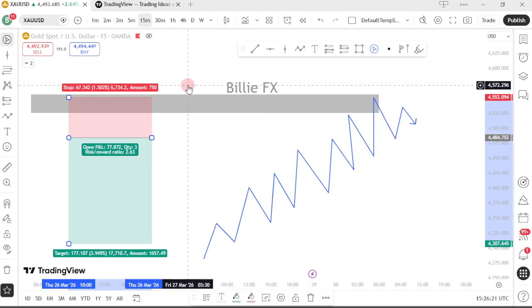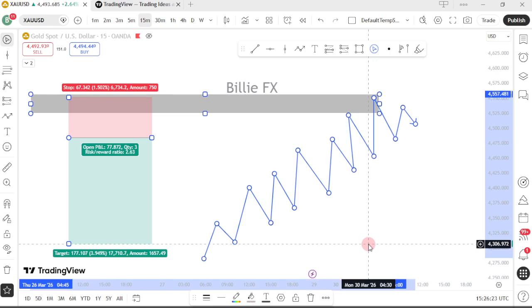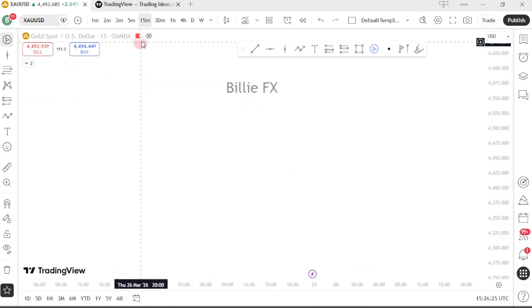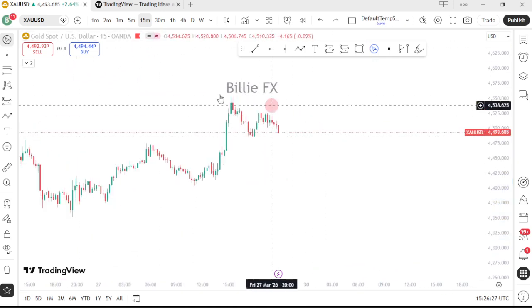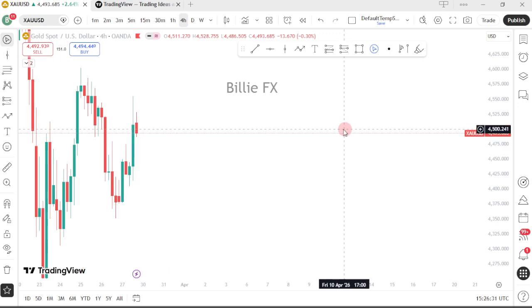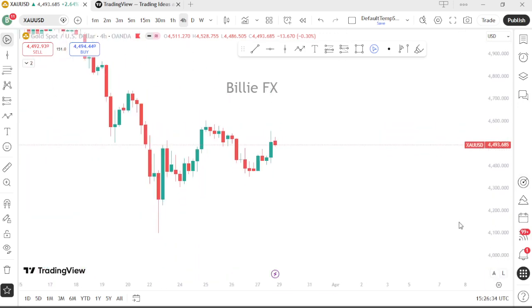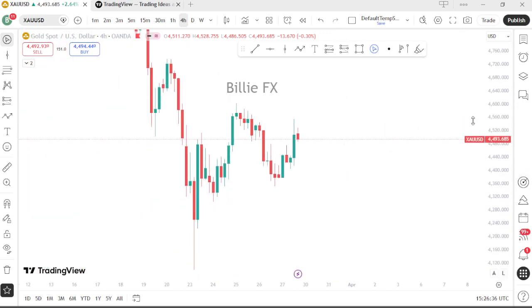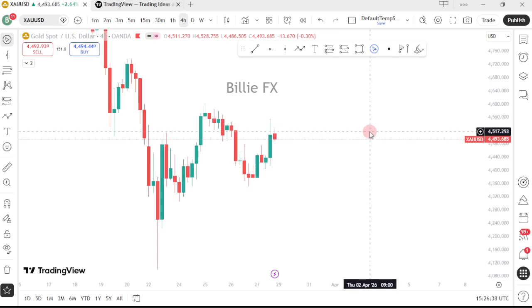Let me just remove everything that is here. Then we can look at some examples from the chart. All right. So gold is going to be our case study for today. Let me move on to the 4-hour chart and let's first of all look at an example that I saw over here.